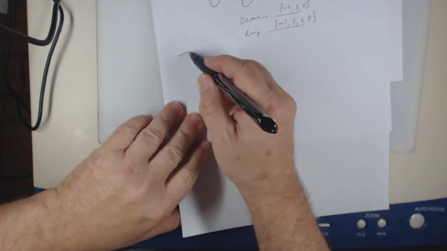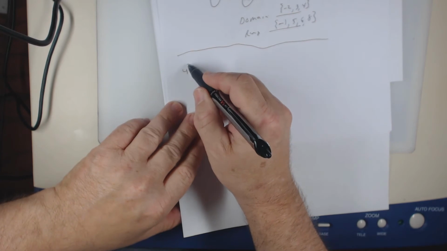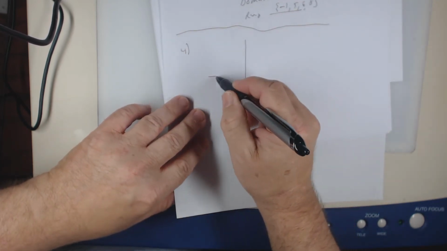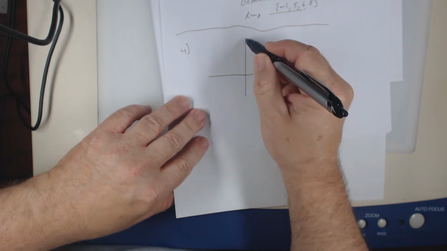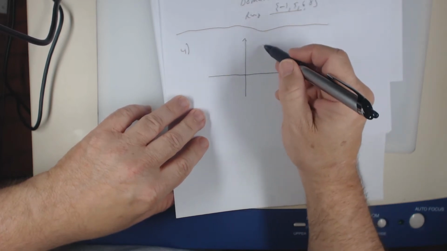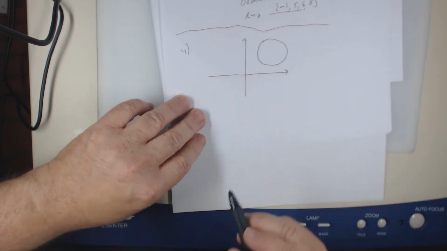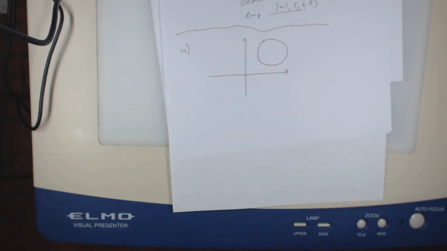All right, let's look at this one. All right, 4. Suppose I'm going to draw this coordinate plane. And let's suppose I have this circle. In this coordinate plane, I have that circle. It's in the first quadrant. It could be anywhere. I just put the first quadrant. So my question is this a relation? First of all, is that a relation?